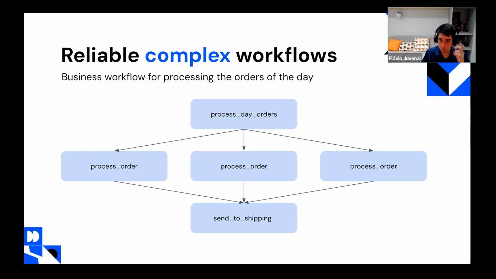But imagine you need to build something like this. You really need to build a reliable, complex workflow of processing the orders of the day. So you have a task to process the orders, then you call a bunch of tasks to process each order. Then you have to wait for all of them to be done in order to call send to shipping. That's a real problem we had at Vinta, and we tried a lot to use Celery Canvas to solve that, and it never worked correctly until we refactored it to use the database as a source of truth and that kind of polling that I mentioned.